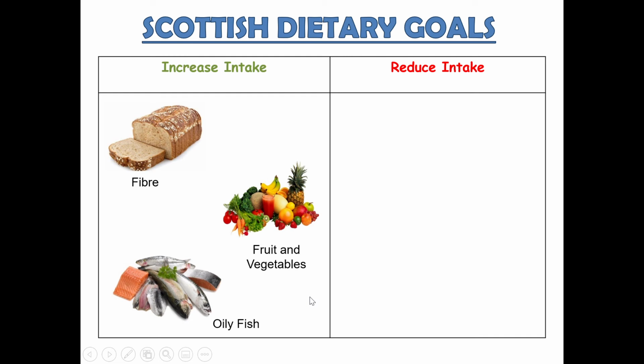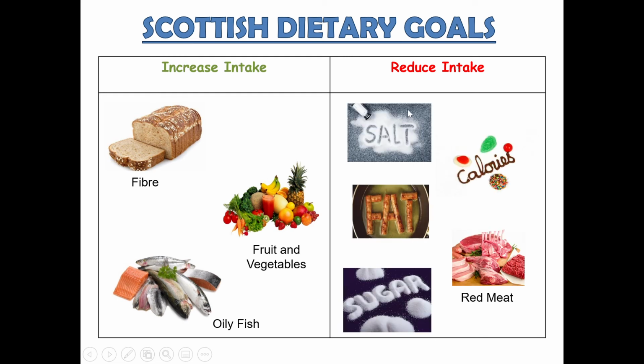In terms of reducing, we need to reduce quite a few. We need to reduce how much salt, saturated fat, sugar, calories, and red and processed meat. Okay, so there's a lot more on the reduced side than there is on the increased side. Okay, so we need to make sure that we're getting a good balanced diet. So we need to increase certain foods and reduce certain foods.